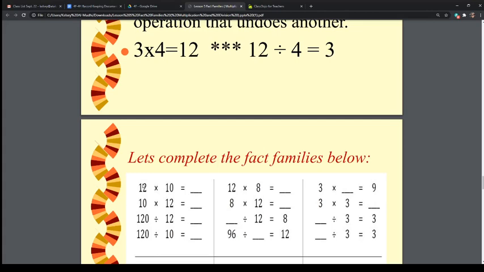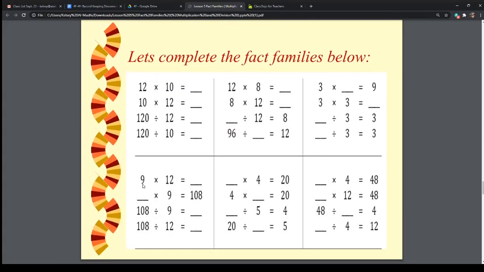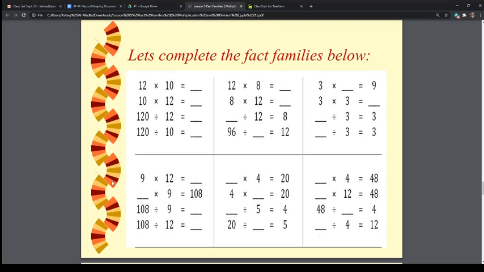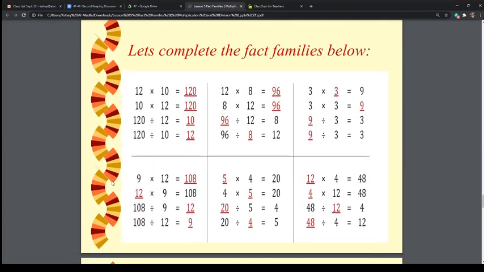Here's some fact families that you can complete below. Just some practice. Please pause this and have the children practice this on their own, and the answers will be provided. Here are the answers for the fact families above.